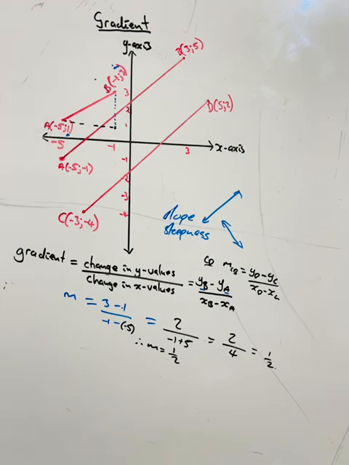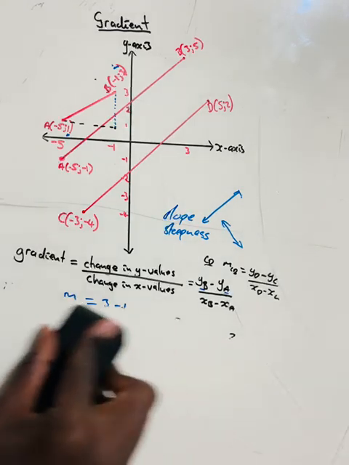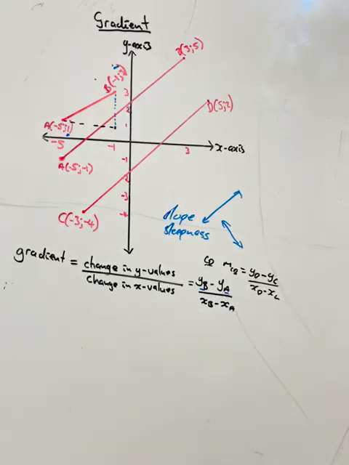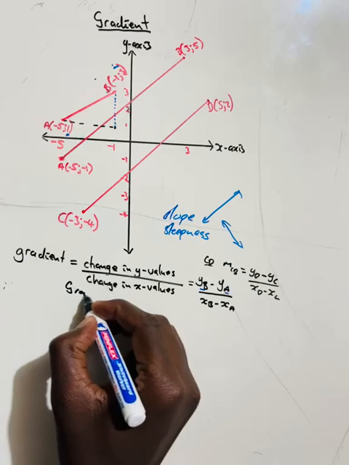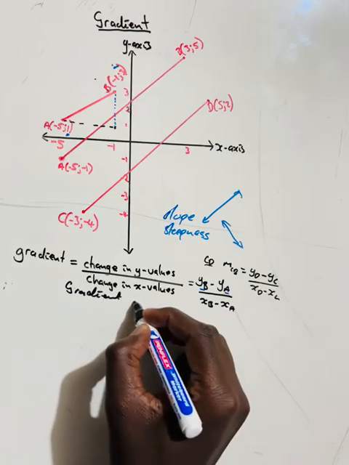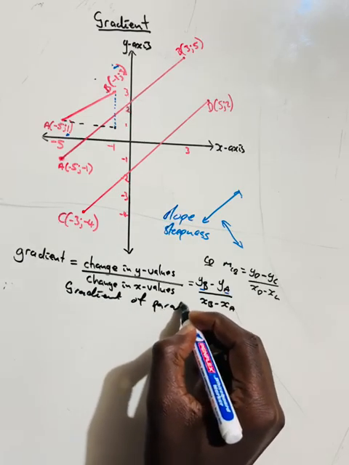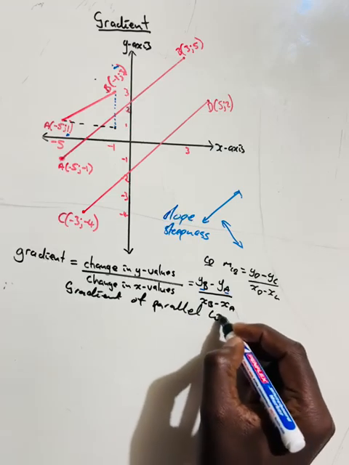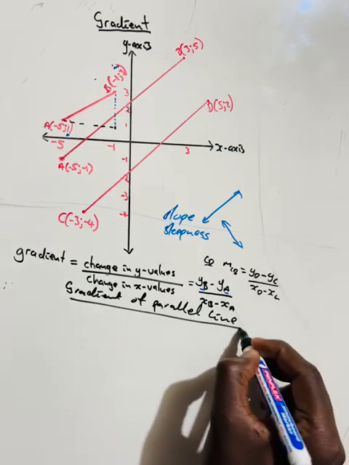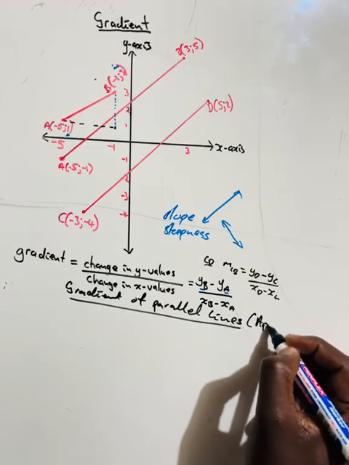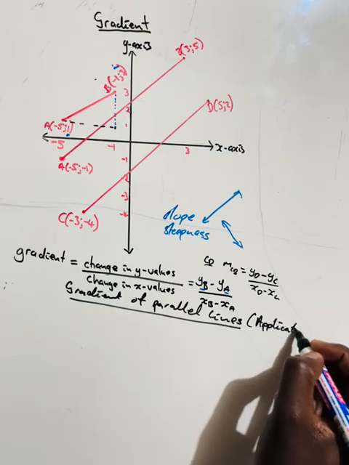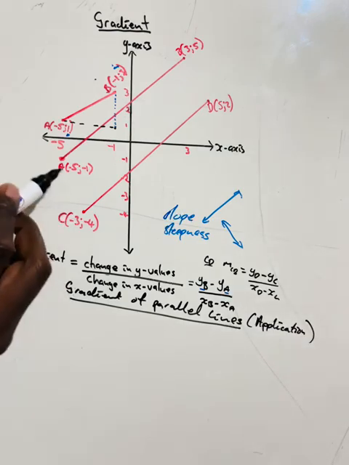Now, from here, what we have spoken about, now we want to talk about what? The different types of gradients that you find, right? And the first type of gradient that we're going to deal with, what? Gradients of parallel lines. Now, what are we investigating? Here we call this what? We call this application. We are now going to use our gradient formula to know more about what?